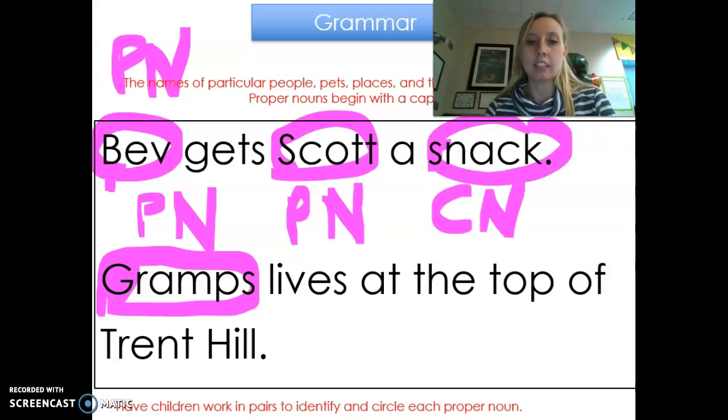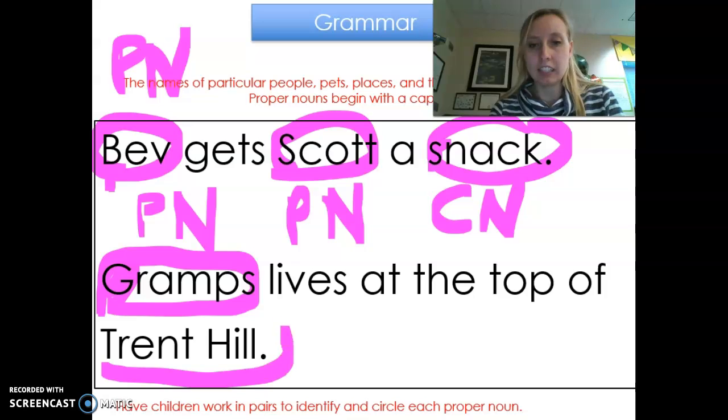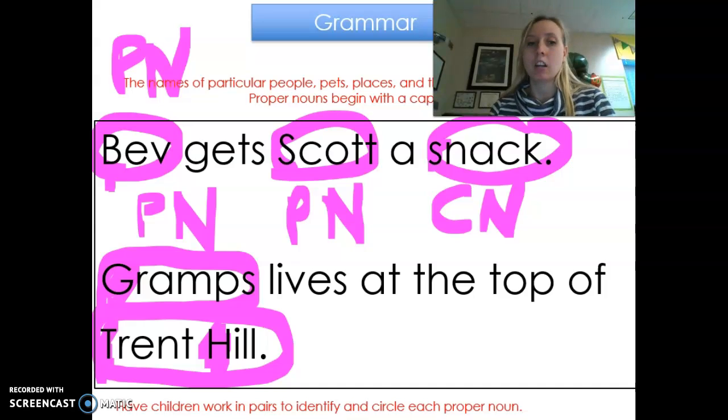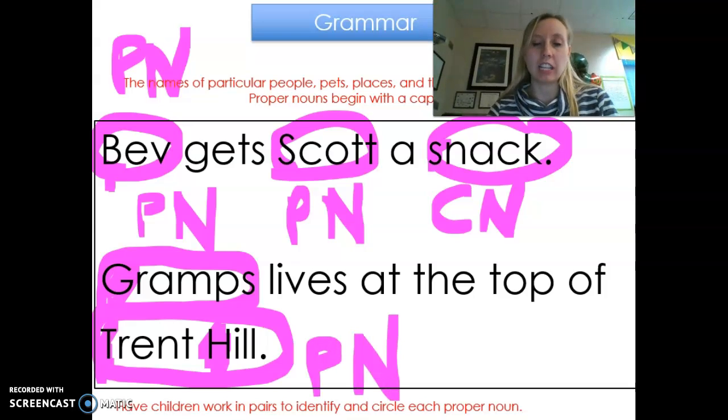Person, place, Gramps lives at the top of Trent Hill. Okay, this is the place, Trent Hill. And you'll notice Trent is capitalized and so is Hill, because that's the name. Trent Hill is the name. And we don't have a thing. So both of these last ones were proper nouns. They have capitals and they're names of things.